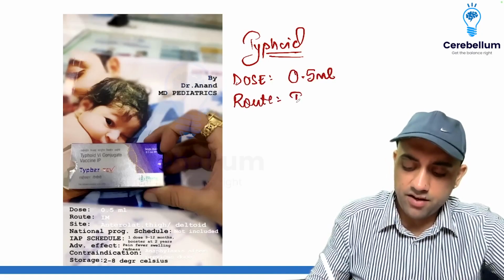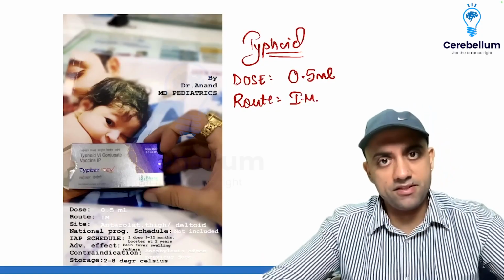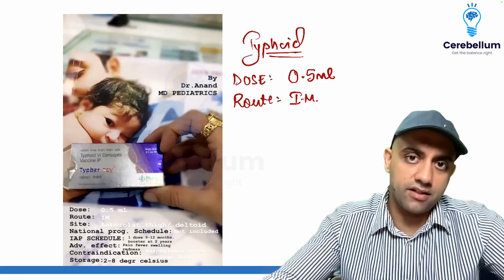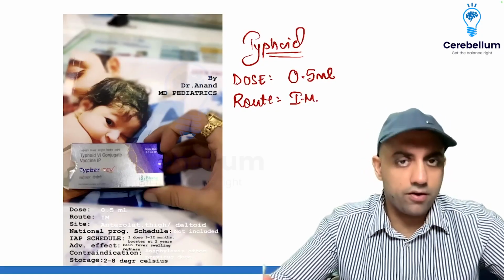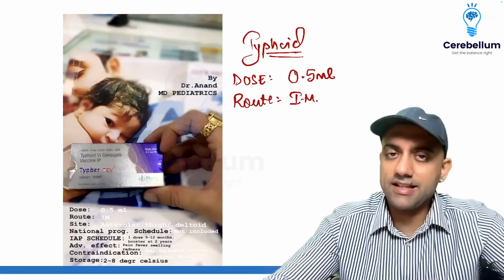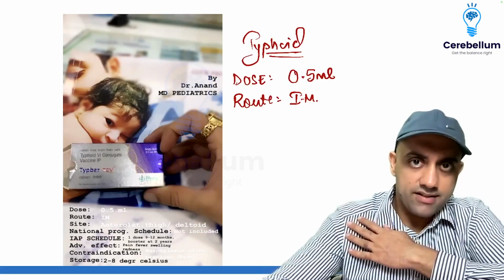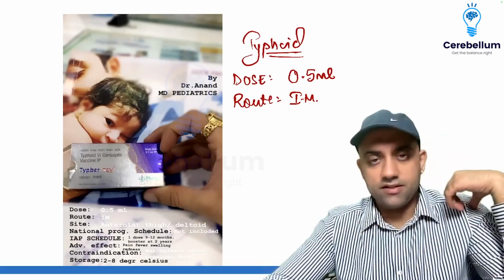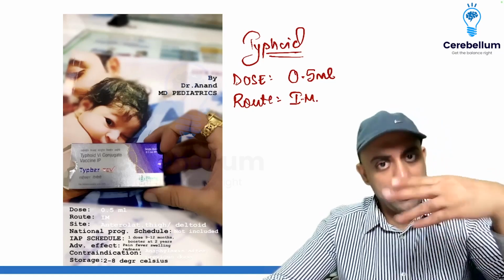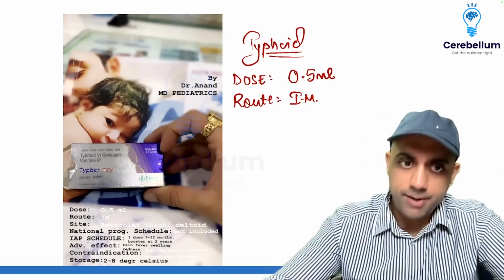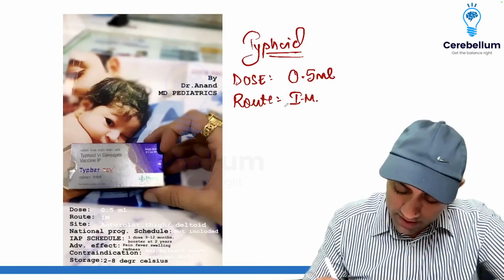Mostly vaccines are intramuscular route, except BCG, which is intradermal, and except MMR, and even chickenpox, you can say they are subcutaneous. MMR definitely subcutaneous, given on the right arm. BCG is given on the left arm, intradermal, and the rest all intramuscular. Okay, and intramuscular injection.